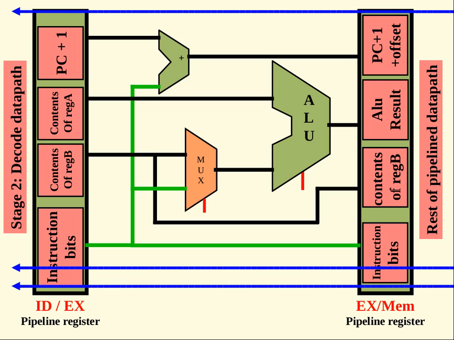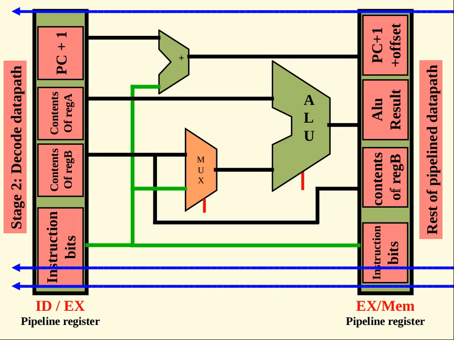Yeah. Okay, so over here we have the execute-memory pipeline register, which means the contents of this will be sent to the memory stage. So the memory stage is going to have what in order to execute? Instruction bits, contents of register B, ALU results, and PC plus 1 plus offset. All right, good. Any questions?